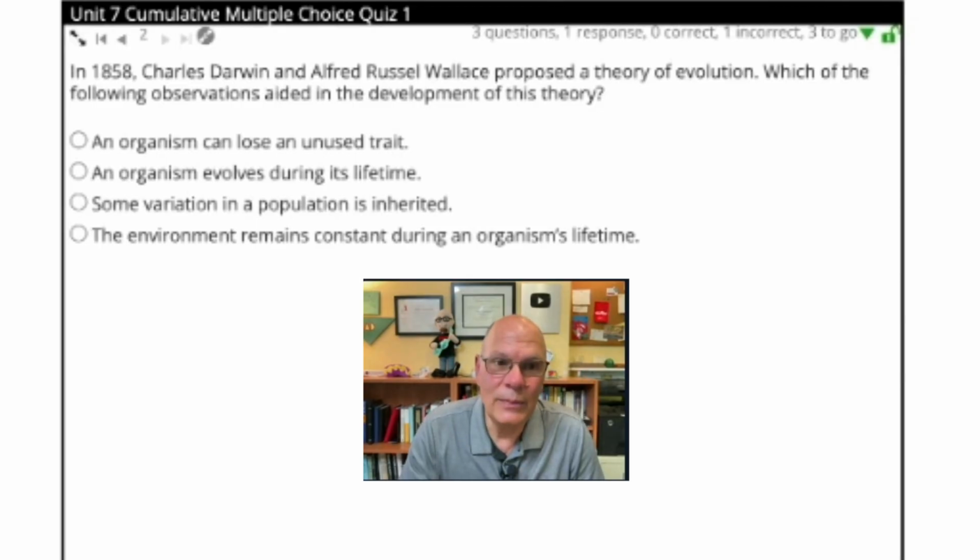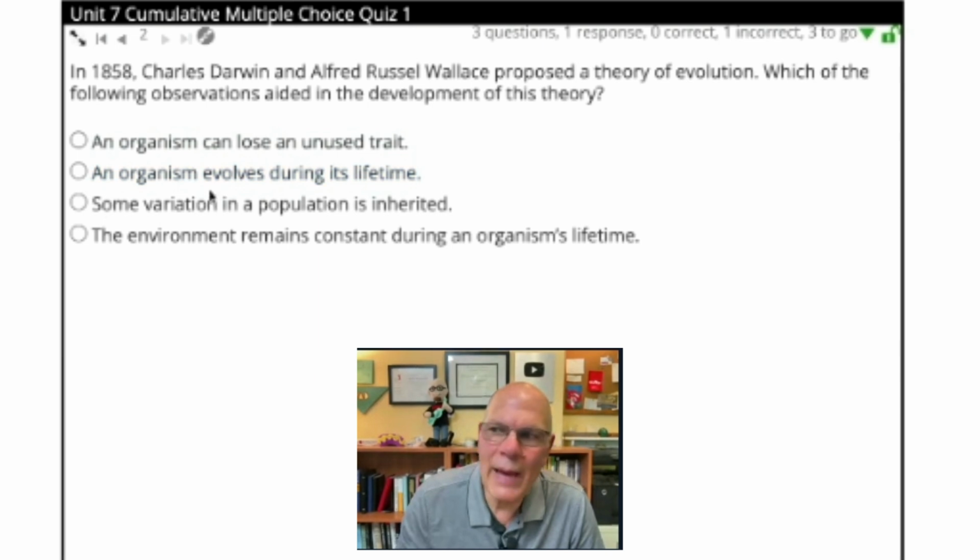In 1858, Charles Darwin and Alfred Russel Wallace proposed a theory of evolution. Which of the following observations aided in the development of this theory? 1. An organism can lose an unused trait. 2. An organism evolves during its lifetime. 3. Some variation in a population is inherited. And 4, the environment remains constant during an organism's lifetime. What do you think is most likely a part of the theory of evolution by natural selection?